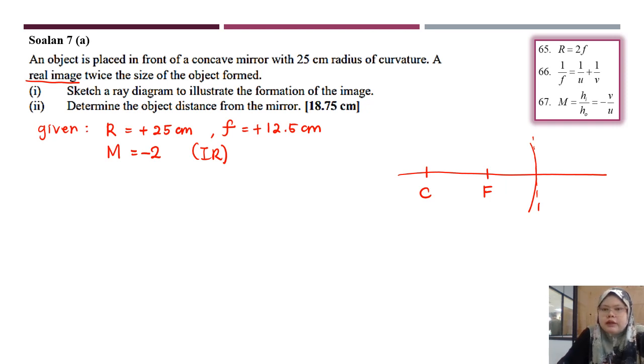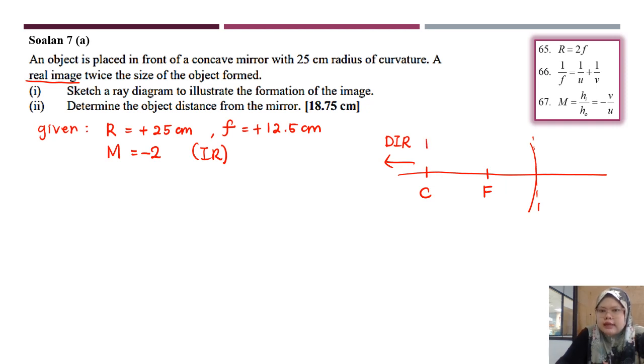Okay, alright, so now if the object is located more than the radius of curvature, maksudnya kedudukan dia lebih daripada C, dia duduk di belakang C. So if the position of the object dekat sini, so image yang terhasil is diminished, inverted and real. Okay, this is the short form untuk the characteristic of the image form. Okay, so saya buat ringkasan of the characteristic of the image. Alright, so if the object is located more than C, the image is diminished, inverted and real.